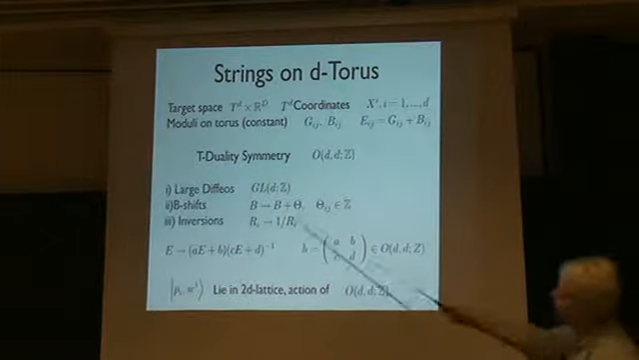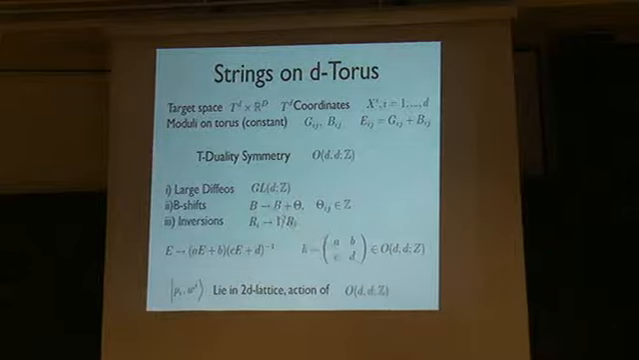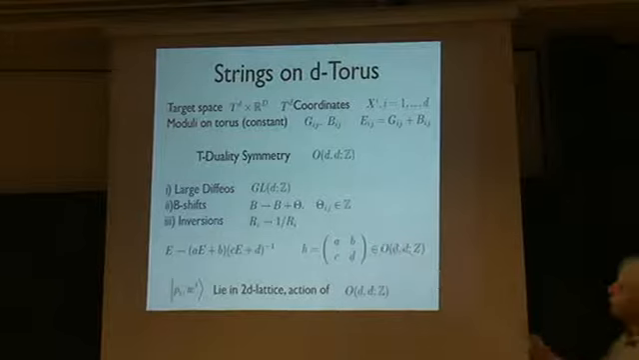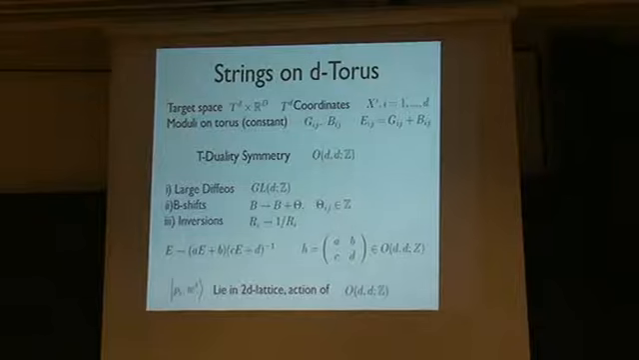You can also consider constant shifts of the B field. Those are symmetries of the theory, at least of the quantum theory, provided these shifts are integer valued. If they're integer valued, then the action changes by 2 pi i times an integer. So e to the minus action is invariant, and so the quantum theory is left unchanged.